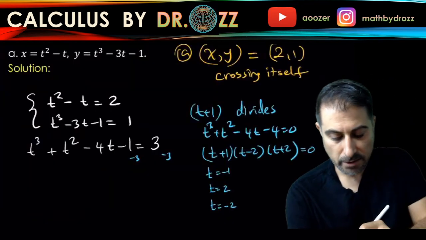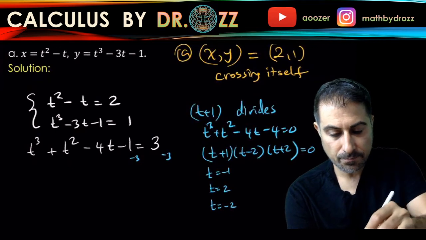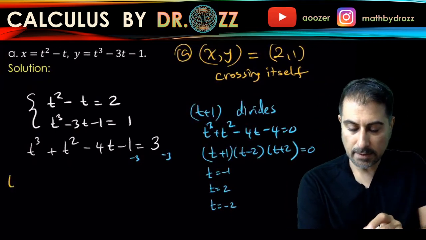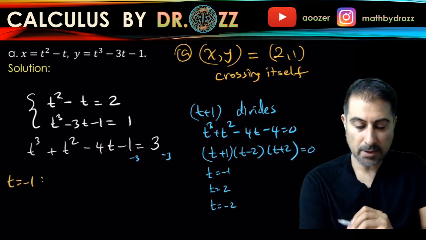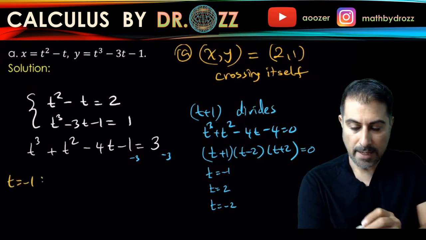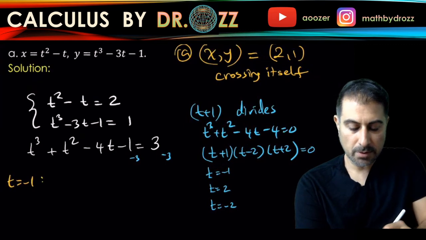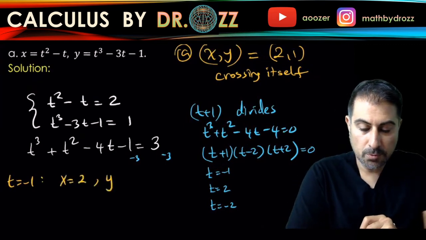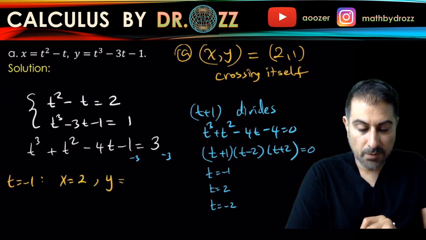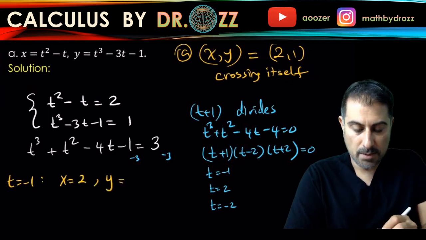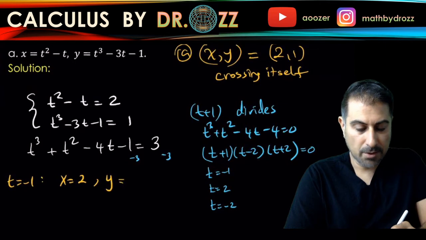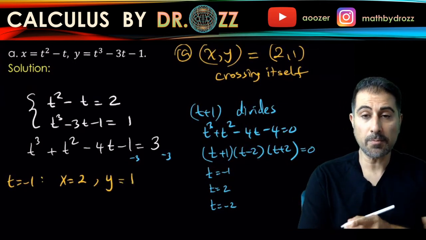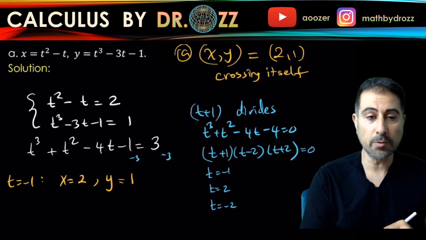Okay, so let's check t equals negative 1. For t equals negative 1, I get x equals negative 1 squared minus 1, that is 2 for x. And if you plug in negative 1 for y, negative 1 cubed plus 3 minus 1, that takes you to 1. Okay, so t equals negative 1 is the right point because I end up at 2 and 1.